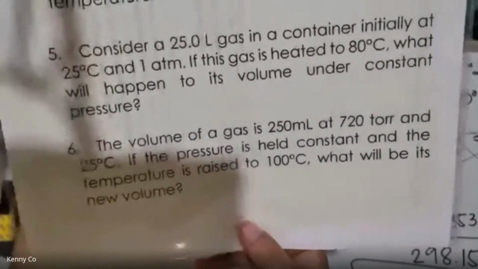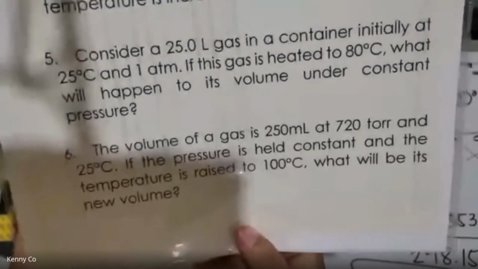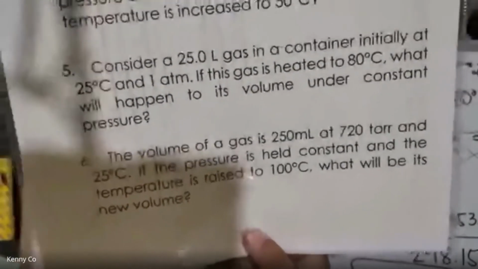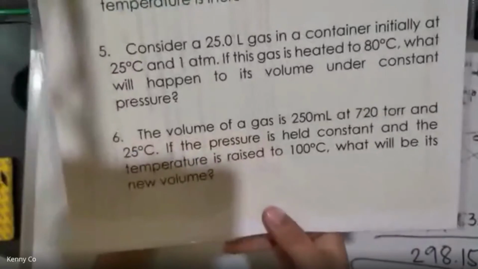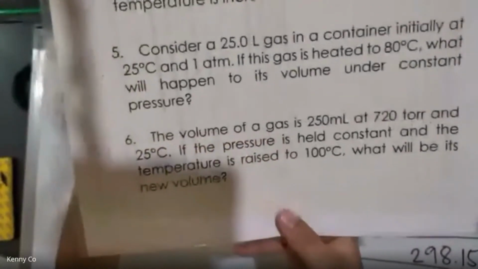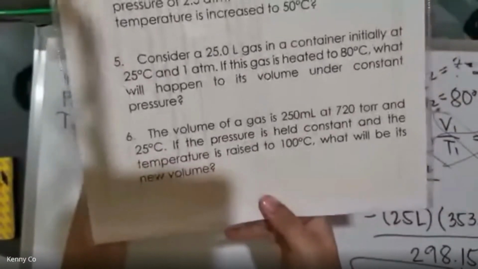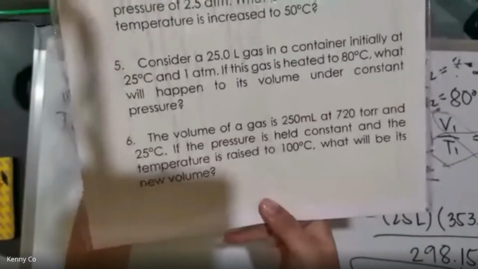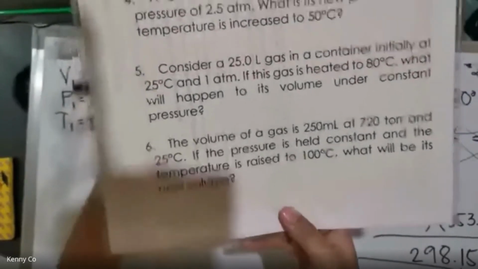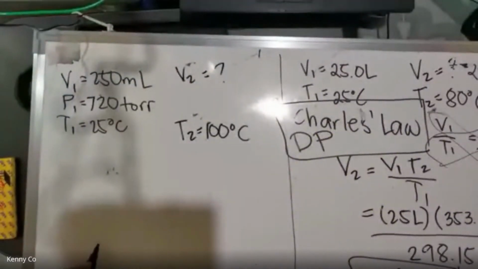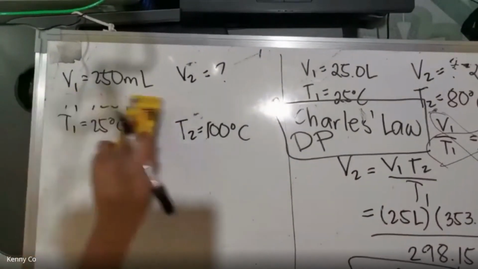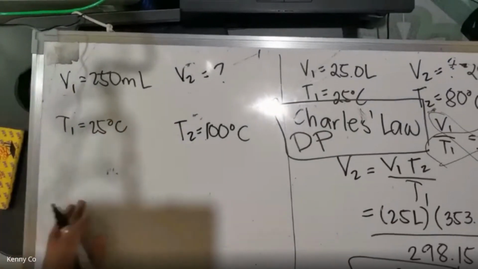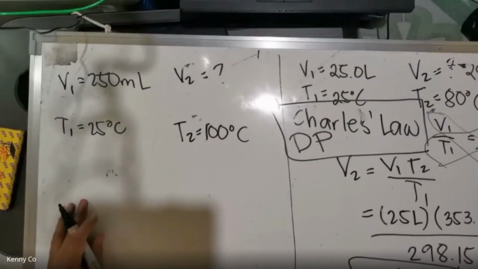Next, sabi niya, if the pressure is held constant and the temperature is raised to 100 degrees Celsius, so T2 ngayon ay 100 degrees Celsius. Tapos, what will be its new volume? So, since nakapang future siya, so yun yung V2. Nawawala ang volume. Now, based on the question, ito yung mga given. At since sinabi niya na constant daw ang pressure, we can remove the value for pressure. So, therefore, ang given pa rin natin ay volume and temperature. It is still under Charles' law.